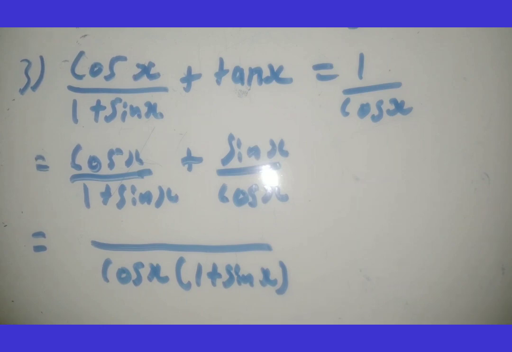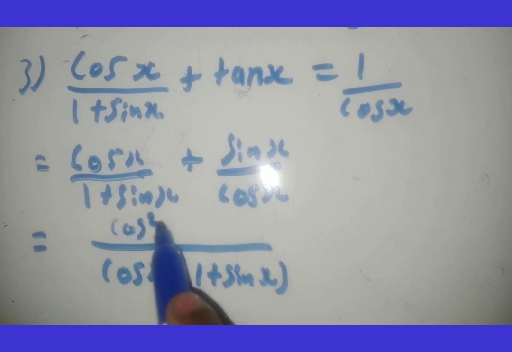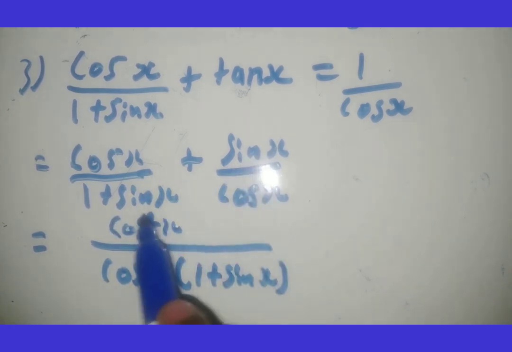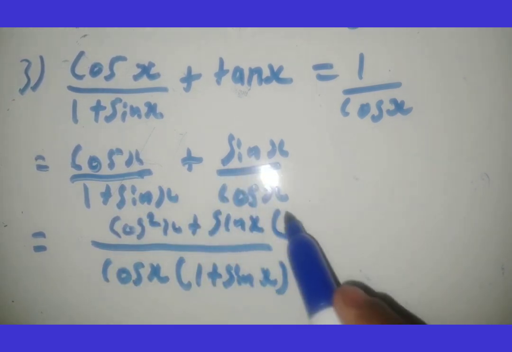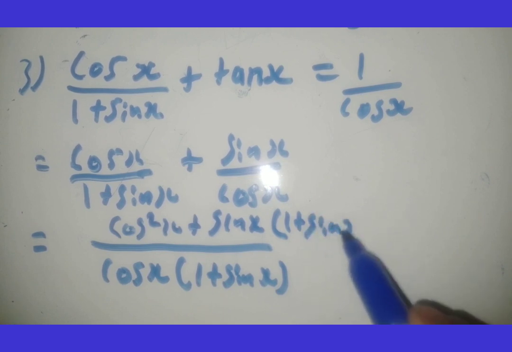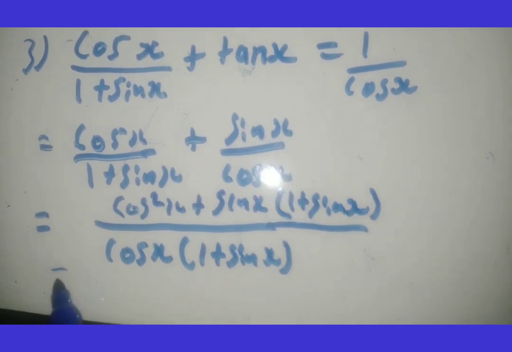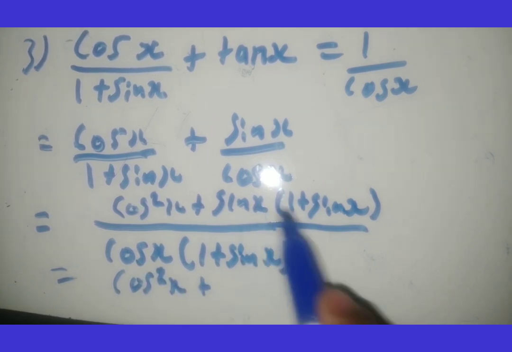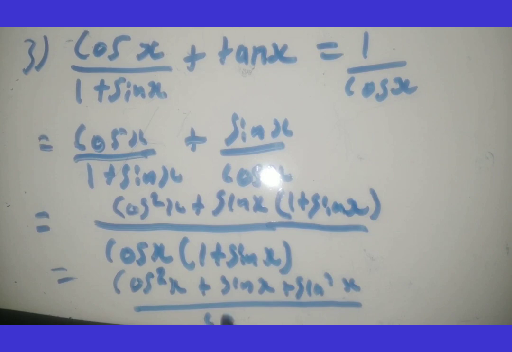Then after that, we now cross. So let's cross. Then this is going to be cos squared x, and then this side is going to be sine x times, you see, notice one thing multiplied by 2 things. So 1 times, okay, (1 plus sine x). So now we're going to deal with the top. So now this is going to be cos squared x plus sine x times 1 is sine x, and then that becomes sine squared x, all over cos x, plus 1 sine x.